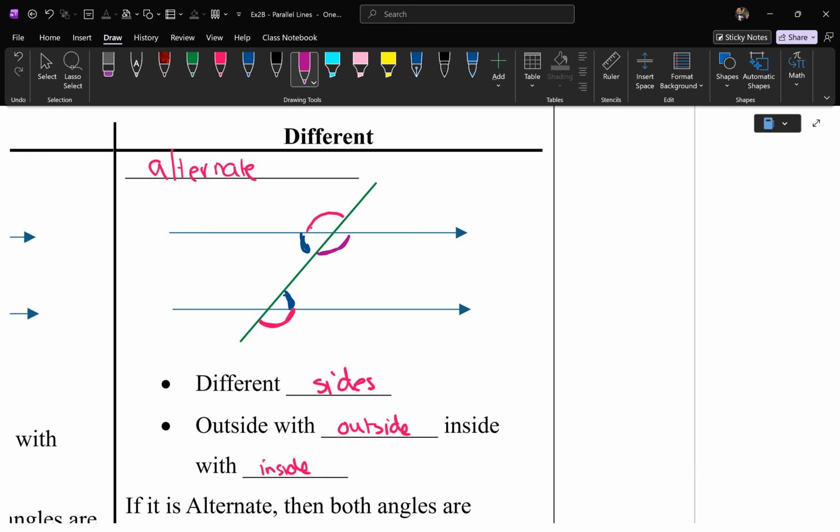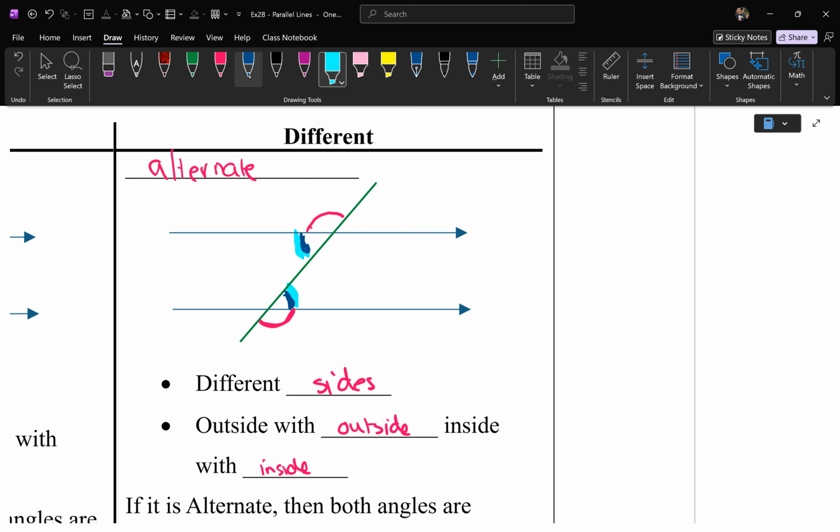So these two, that's the common mistake that students make. They think these two are alternate. They're not. I know it fits the idea that they're different sides. One's on the left, one's on the right. And I said inside, inside, outside, outside. Yes, inside and inside, but that's supplementary. Okay? So these two though, see they're both inside. So I'll color it again. This one and this one are both inside, but one's on the left, one's on the right. That's called alternate.